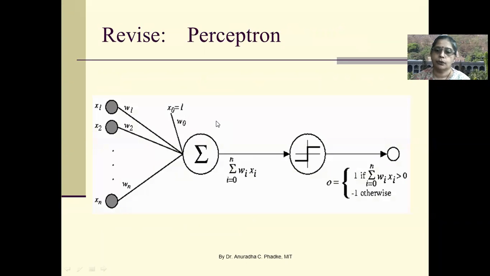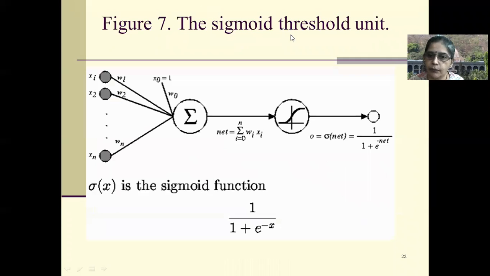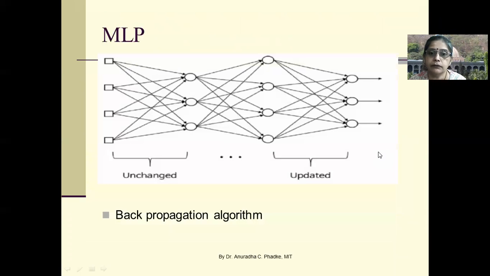All of us know what is a basic perceptron. This is the basic perceptron which makes use of step function. Here output is 1 if your aggregate or net output becomes greater than 0, and output is -1 or 0 otherwise. Then we also studied sigmoidal activation function. On the net output we apply this sigmoidal activation function, 1 upon 1 plus e raised to minus net. Now when we go for multi-layer perceptrons, we make use of back propagation algorithm.